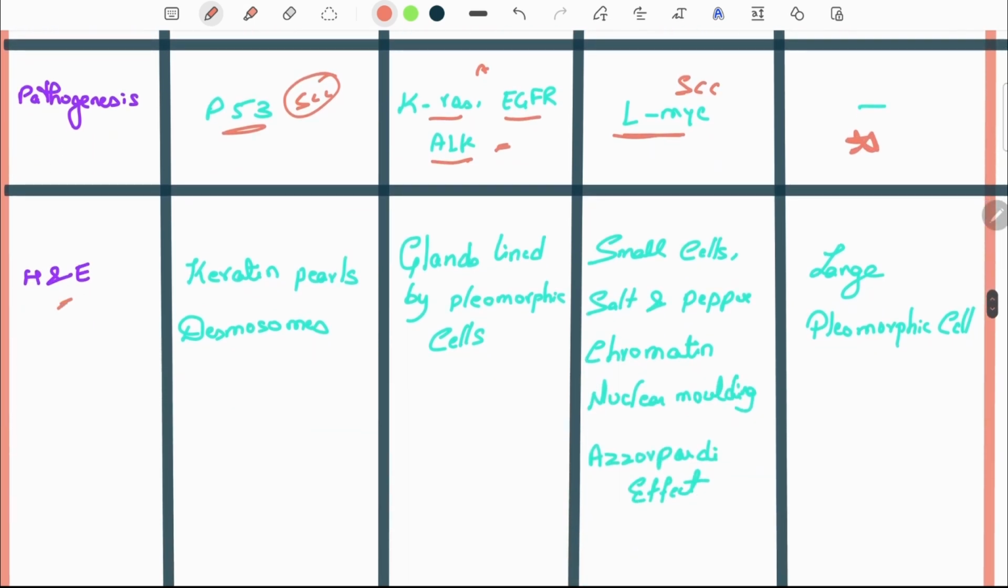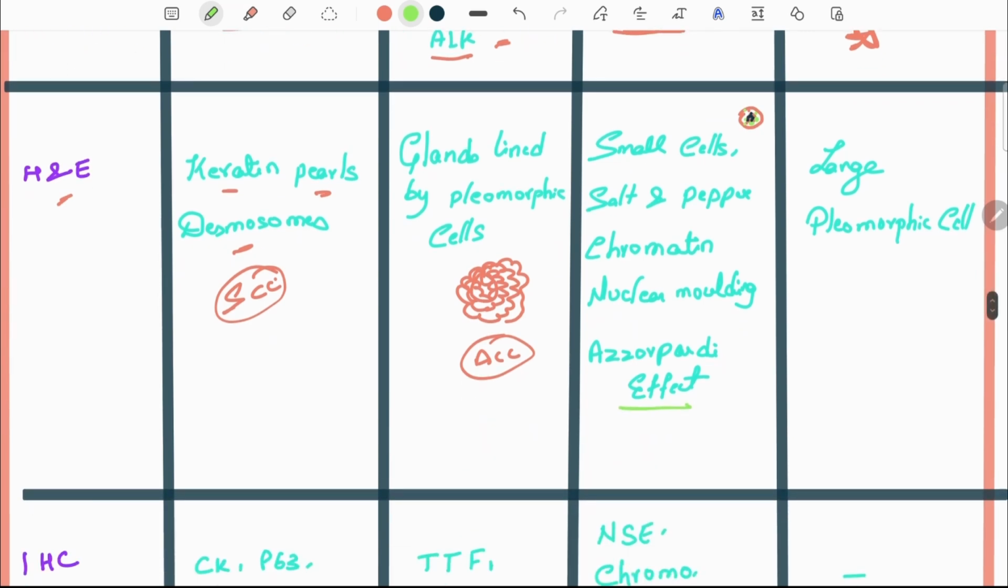In this H&E staining, we can observe keratin pearls and desmosomes in squamous cell carcinoma, and in adenocarcinoma, glands lined by malignant cells which are pleomorphic in nature. So this is what we can see in adenocarcinoma of the lung. And in small cell carcinoma, we can see the cells are very small with scanty cytoplasm, a hyperchromatic nucleus with salt and pepper appearance of the chromatin, and we can also see necrosis and molding of the nucleus, and the Azzopardi effect is also seen.